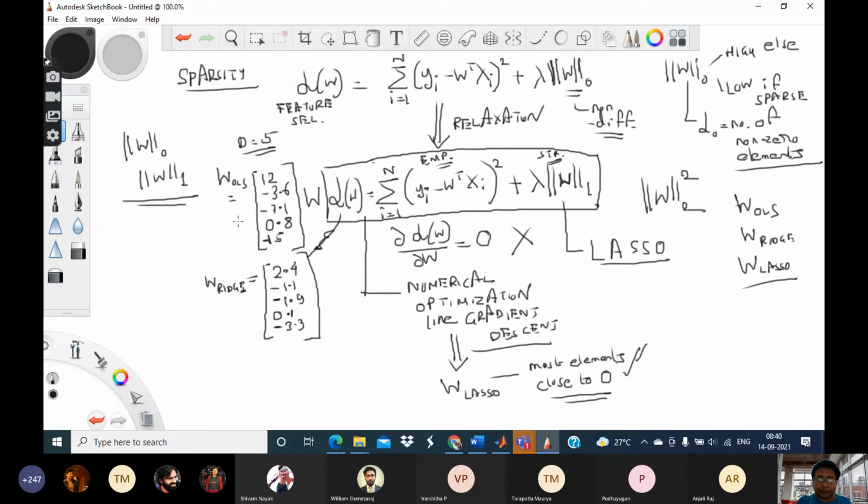I am not saying that exactly this will happen for all data sets. If you try out a data set, the difference between WOLS and W ridge may not be exactly like this. I am just trying to give you the spirit of what is expected.